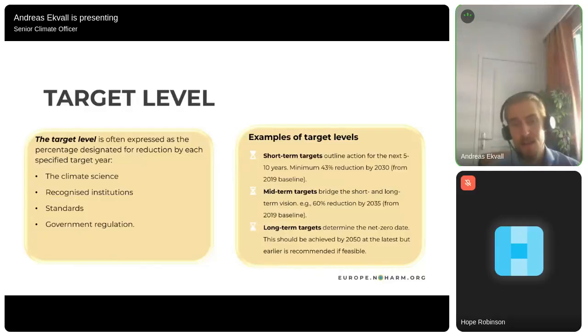The short-term targets outline an immediate action for the next 5 to 10 years, requiring a 43% reduction by 2030. Midterm targets act as the critical bridge between your near-term and long-term vision, pushing a 60% reduction by 2035. And long-term targets lock in your ultimate net zero date. This must be achieved by 2050 at the very latest.